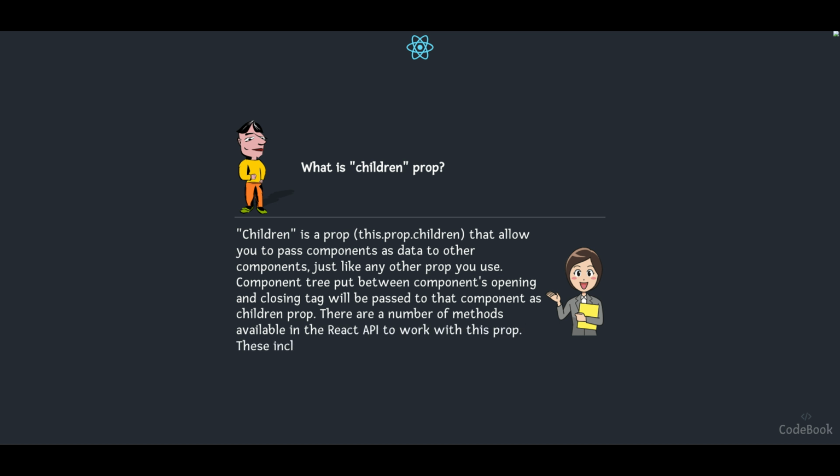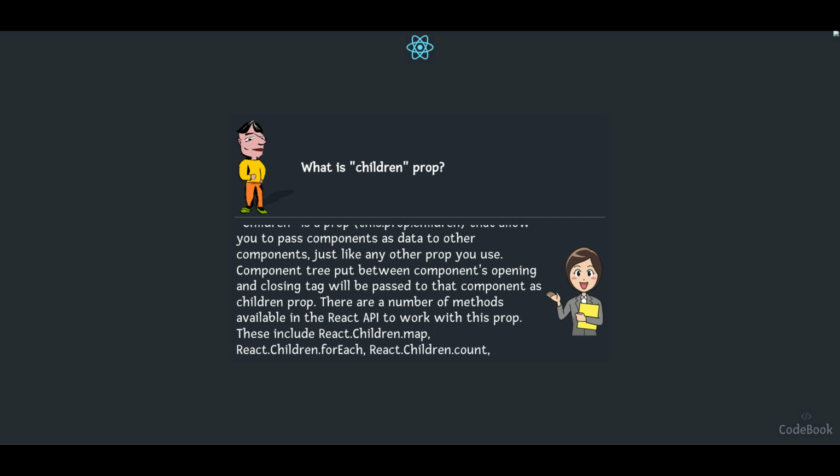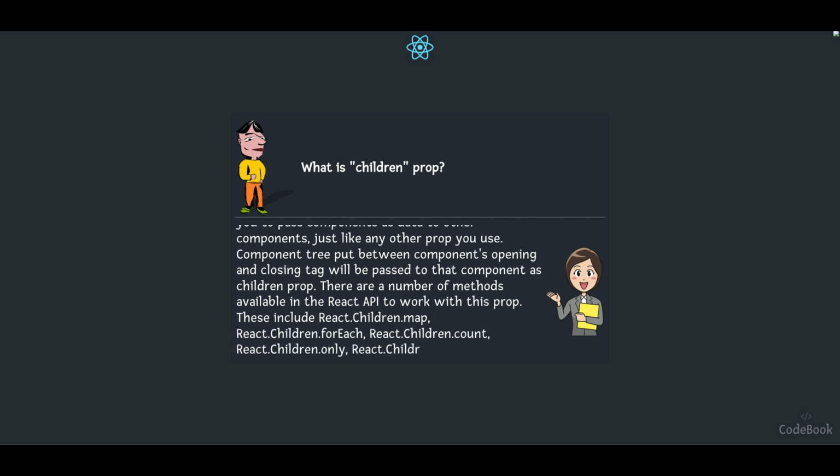These include React.Children.map, React.Children.forEach, React.Children.count, React.Children.only, React.Children.toArray.